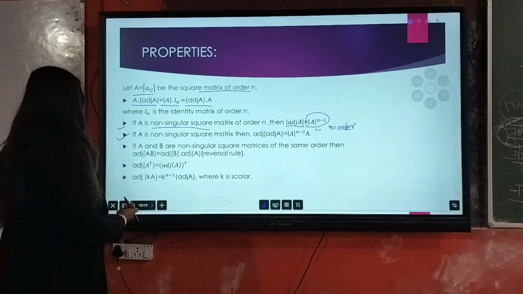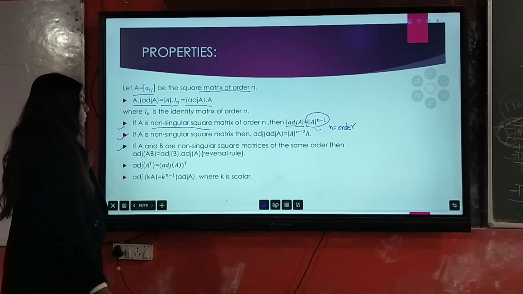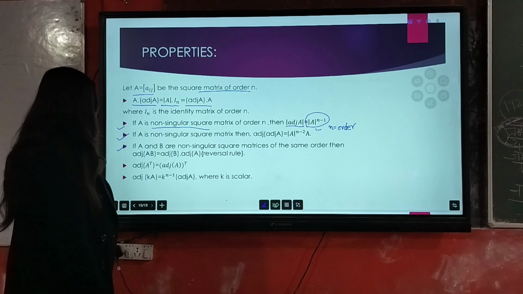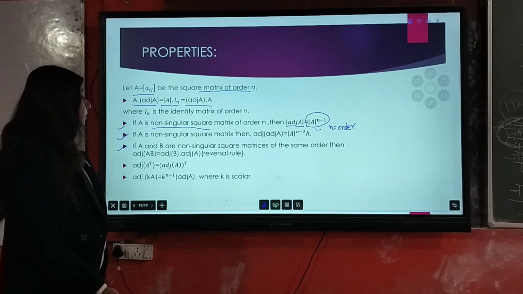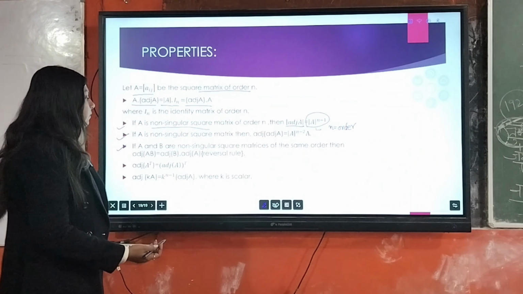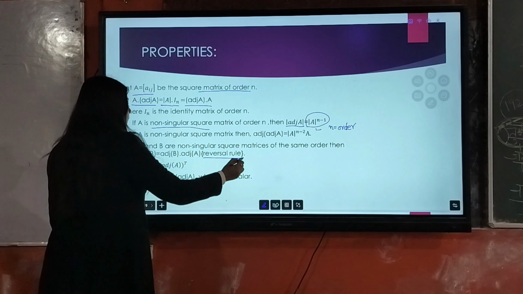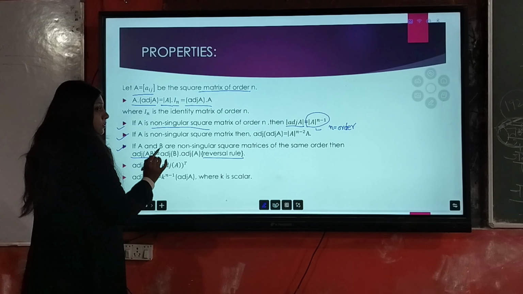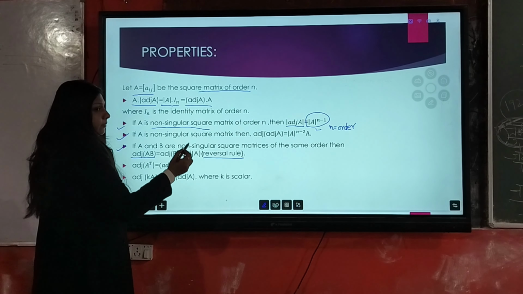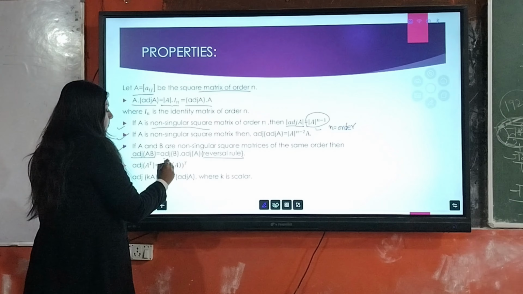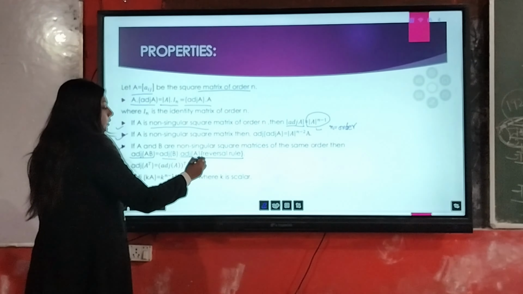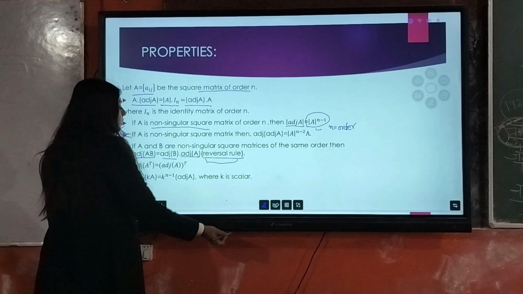Now moving towards my fourth property. If A and B are non-singular square matrices of the same order, then adjoint of AB is equal to adjoint of B into adjoint of A. Here we are following the reversal rule. That is, adjoint of AB is not equal to adjoint of A into adjoint of B, but it is equal to adjoint of B into adjoint of A. We are reversing the order, and this is known as the reversal rule.